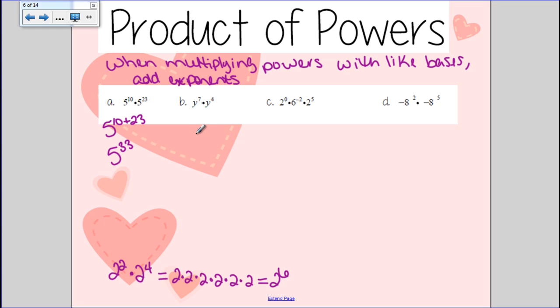B here also has same bases. They're both y's. I got y to the 7th and y to the 4th, so I'm going to add those exponents. I end up with y to the 7 plus 4, which is the same thing as y to the 11th.